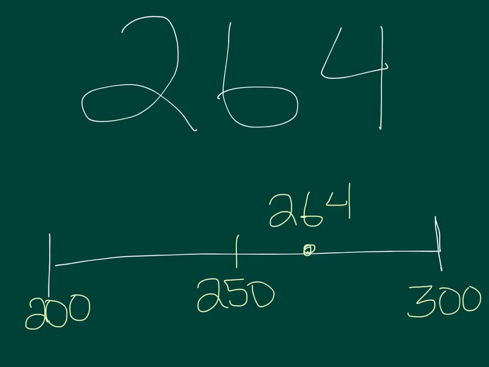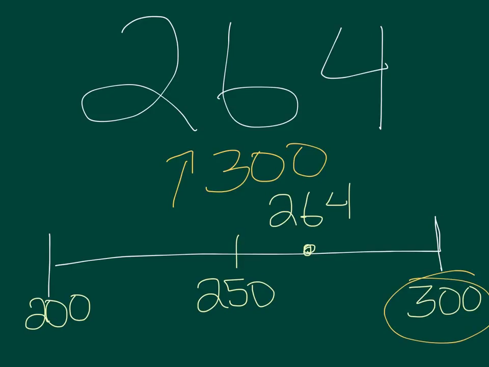Then I'm going to ask myself, is it closer to 200 or is it closer to 300? And I find that it's closer to 300. So in this case, you're going to round 264 up to 300. And 300 would be your answer.